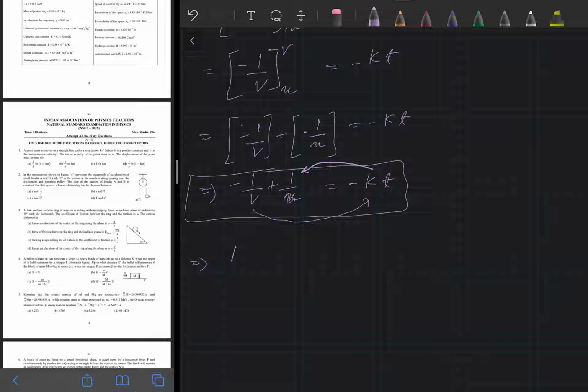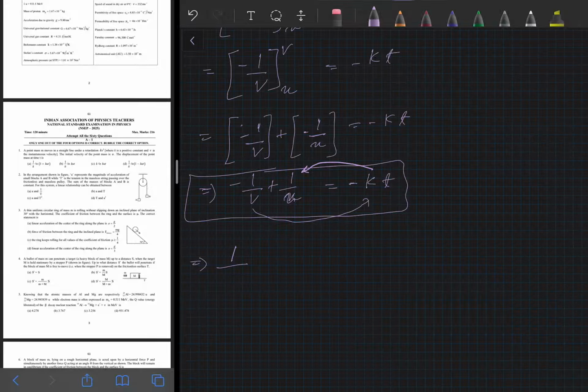So let me first take minus 1 by v to the right hand side. So this becomes 1 by u equals minus k times t plus 1 by v. Now I'm going to move this kt from the right hand side to the left hand side. So 1 by u plus kt equals 1 by v.